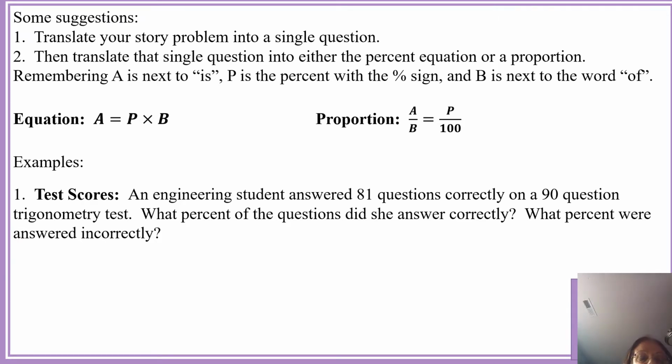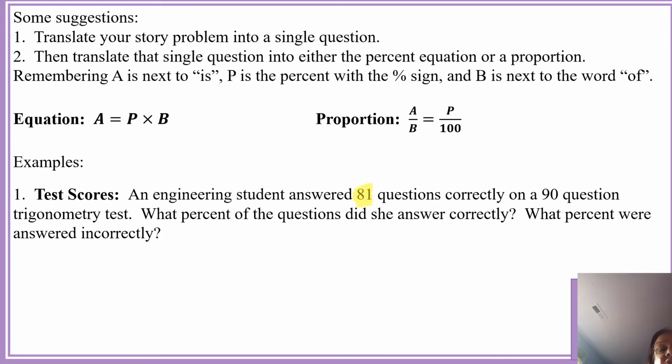All right. An engineering student answered 81 questions. So what we're going to do is highlight things. Whoops. That doesn't qualify as highlighting, does it? That does. Well, you know what? That looks just darned ugly. So we're going to get rid of it. There we go. Now we'll go back to highlighting.